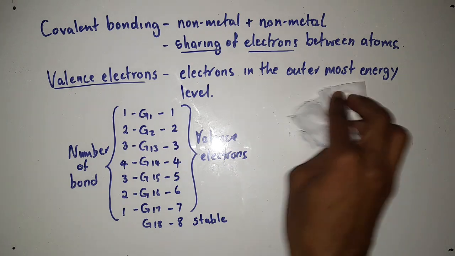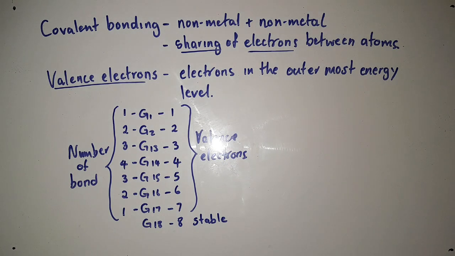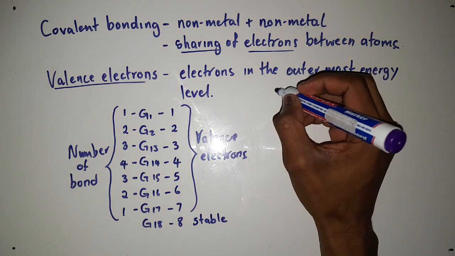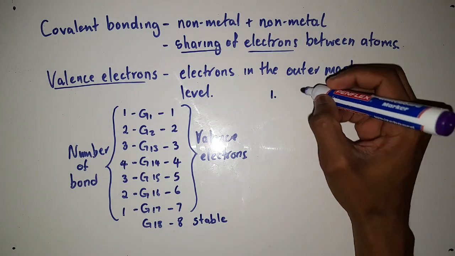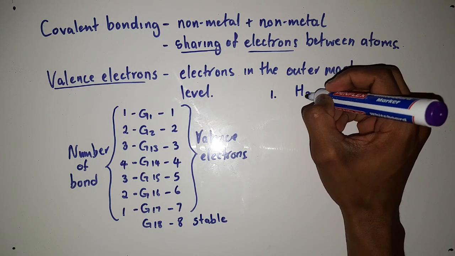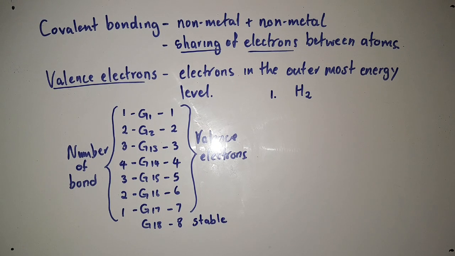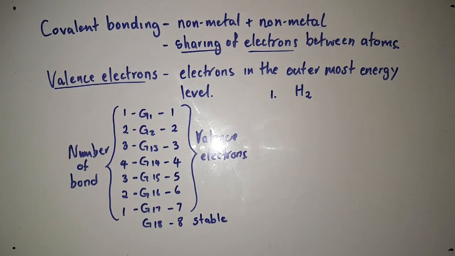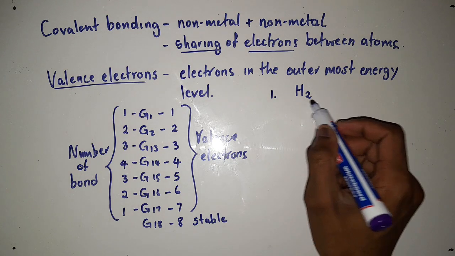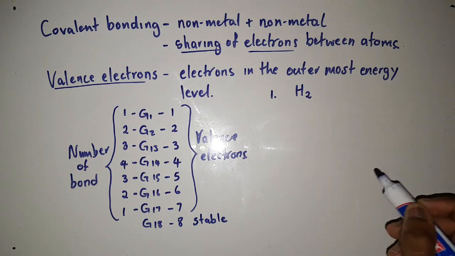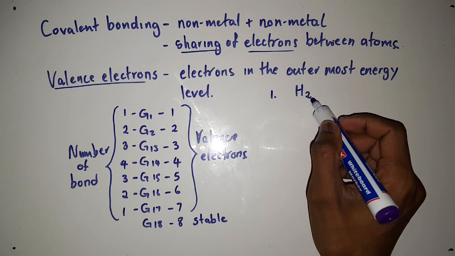Let's say I give you, let me start with number 1, H2, and ask you this question: draw the Lewis diagram for H2. How are you going to draw the Lewis diagram for H2? It's so simple. How many hydrogen do we have in this given? We have 2.